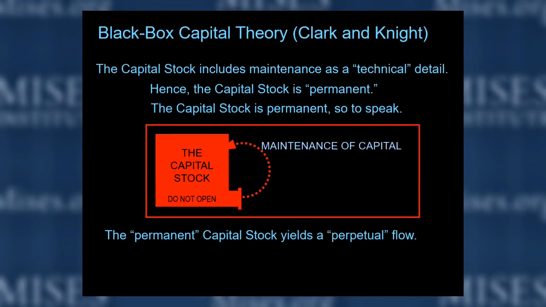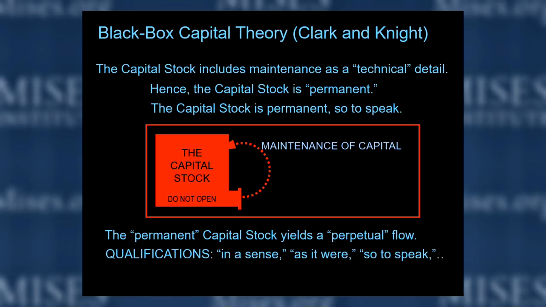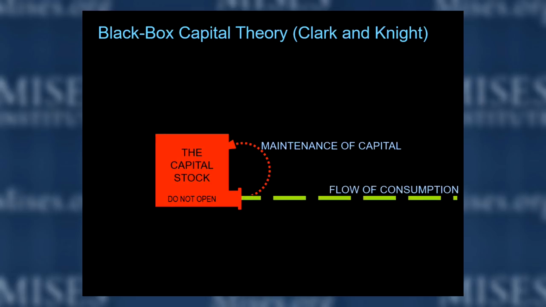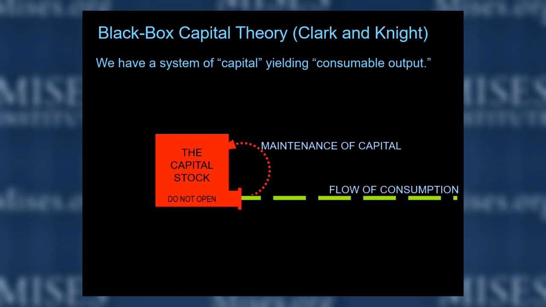So the permanent capital stock yields a perpetual flow. Can you think about what the qualifications are? In a sense, as it were, so to speak. So if you go for Knight, that's what you've got to get into. So here we are: the capital stock, we've got maintenance of capital, we've got flow of consumption. So we have a system of capital yielding consumable output. All right.